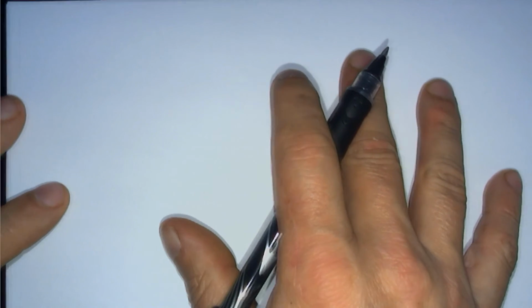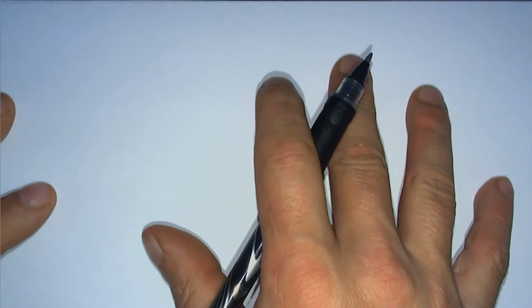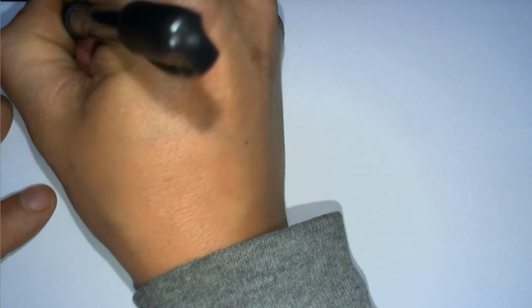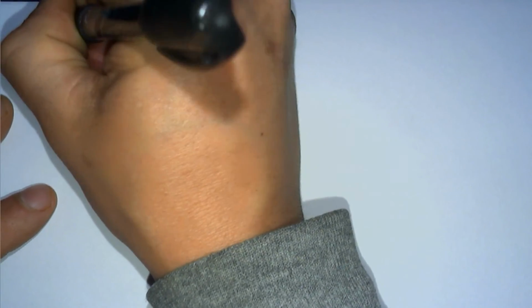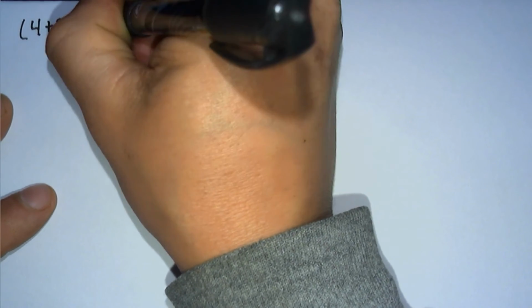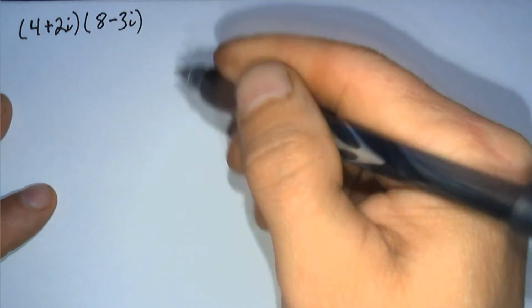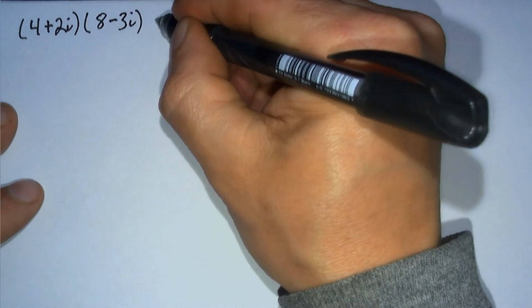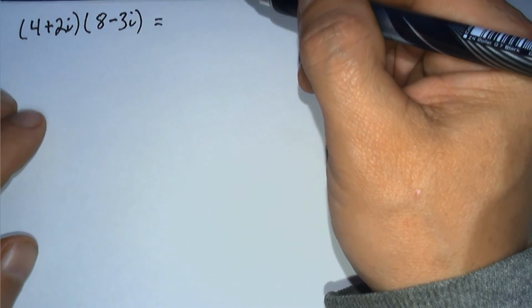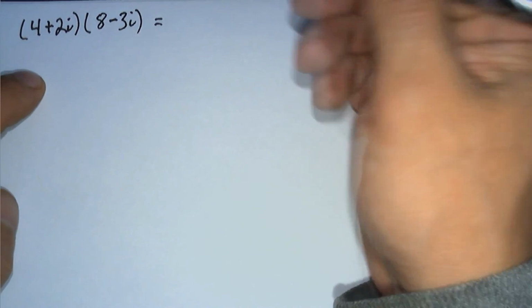And when we multiply, we're going to multiply 4 plus 2i times 8 minus 3i. Okay, so we can use the FOIL method to do this, but I'm going to use the distributive property because some people see this a little easier.